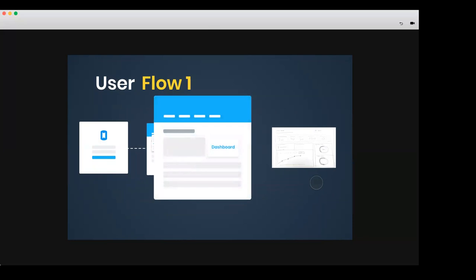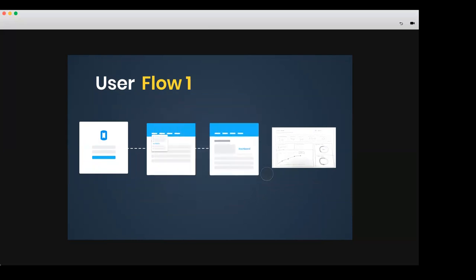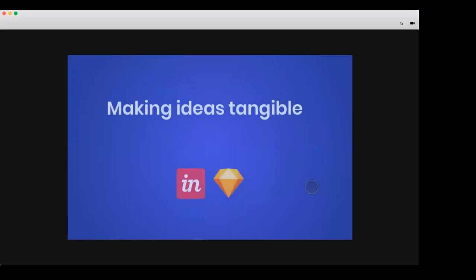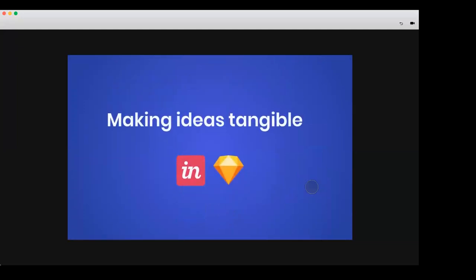So here's where they'll get a CTA, which is a call to action, where they could click on this and they'll be directed to the reporting dashboard. So this is just a little user flow, but it's just to give you a little idea of how we think through problems and how we take these user flows and we make them high fidelity mockups. Now, to make these ideas tangible, we use two different tools, and these are Envision and Sketch.